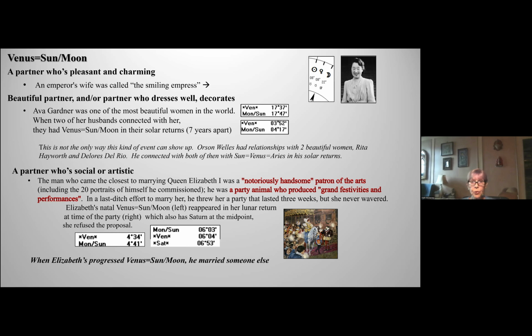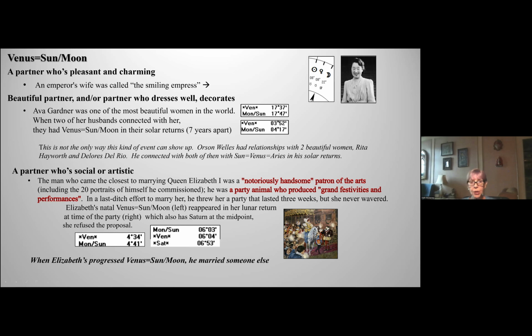And here's an example using Queen Elizabeth I. She was into a guy named Robert Dudley. They never married, but they had a very long and very close friendship. I believe she had a bedroom in the castle that was his. So anyway, he was described as notoriously handsome, a patron of the arts. That's Venus right there. He had 20 portraits of himself commissioned, and he was a party animal. And the quote about him was he produced grand festivities and performances.